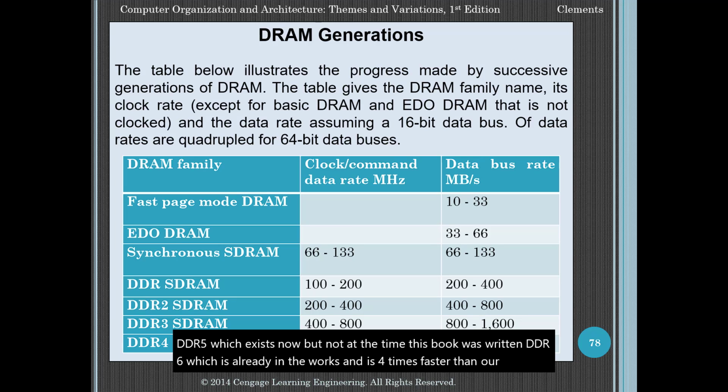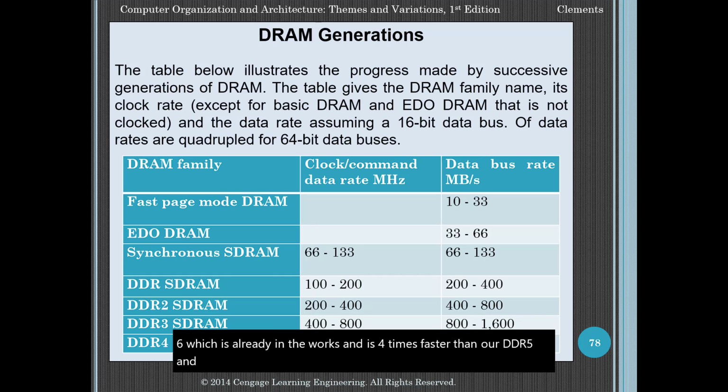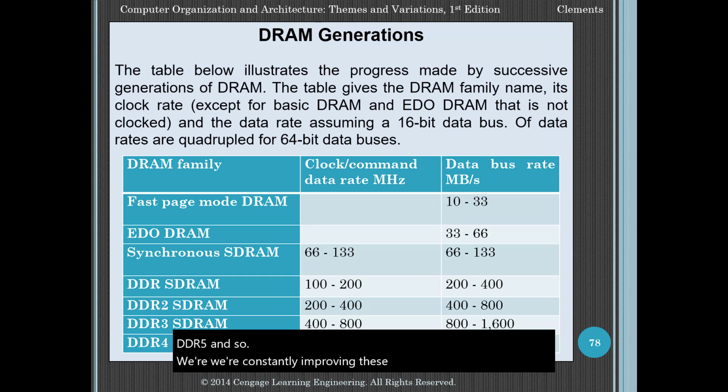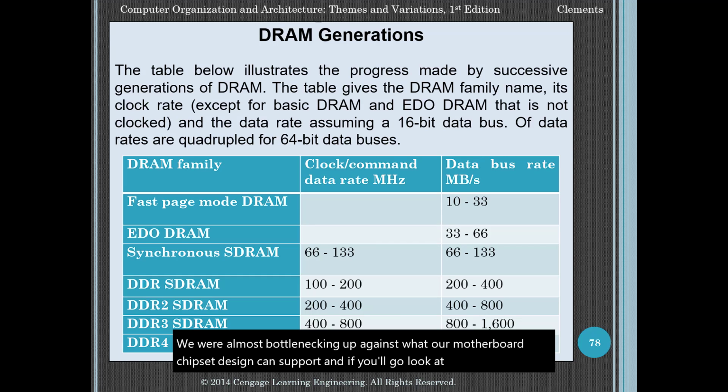And so, we're constantly improving these memory standards, and we're getting to the point where we're almost bottlenecking up against what our motherboard chipset design can support. And if you go look at some of the upcoming ideas for DDR6 and forward, we may actually need to start plugging power directly into our memory modules in order to support the higher level of support necessary for this new generation of memory modules.